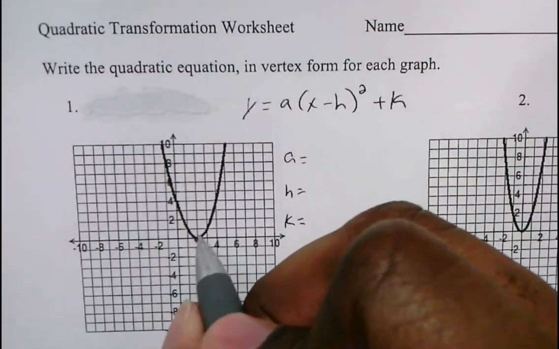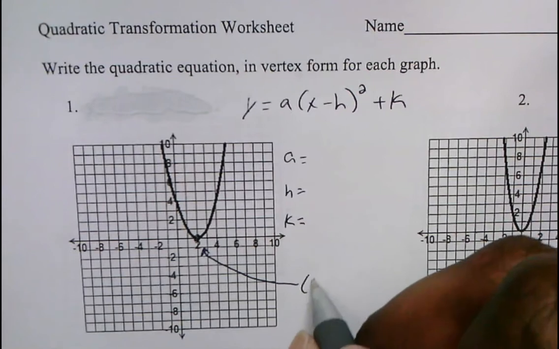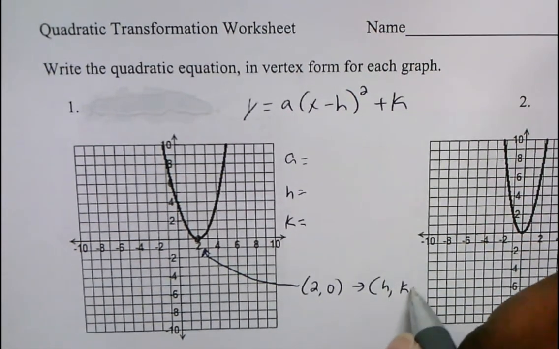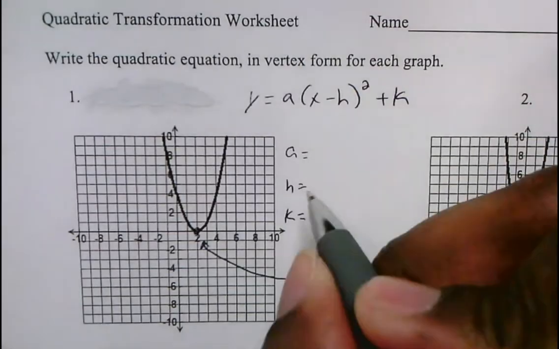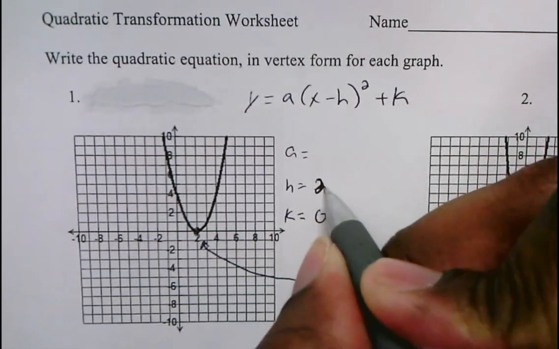So h and k is the vertex. So that coordinate is at the coordinate (2, 0). So I know h, I know k. I know h has to be 2, and k has to be 0. So I know h and k. The last part is finding a.